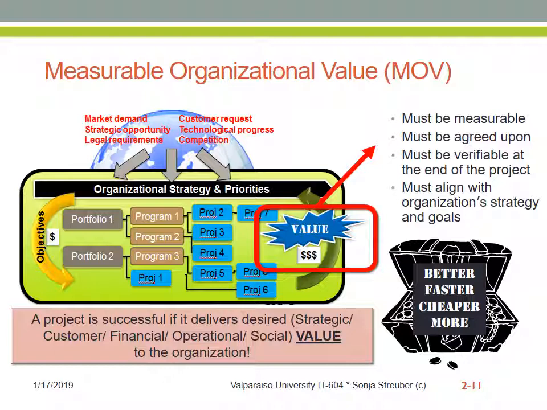And last but not least, we have to emphasize that this value must align with an organization's strategy and goals. A project can come in on time and on budget and build all of the scope, but if the project builds the wrong thing at the wrong time, then the project in itself has no value to the organization. That said, it is very important that we understand that within the life cycle of projects and organizational strategy and priorities, project managers are expected to learn from the outcome of previous projects in order to make things happen better, faster, cheaper, and of course more.